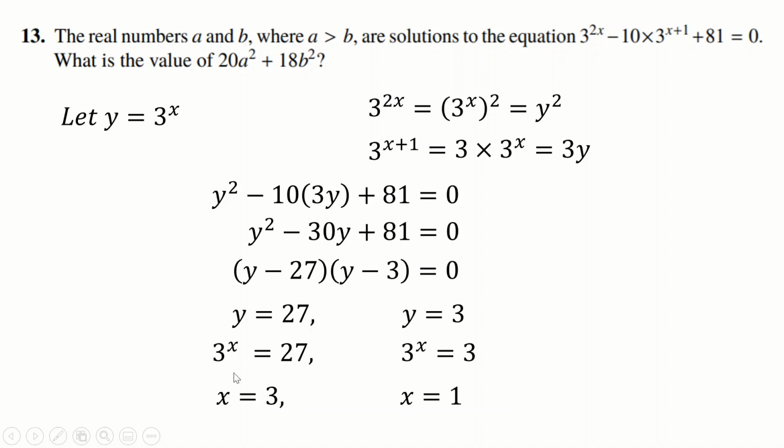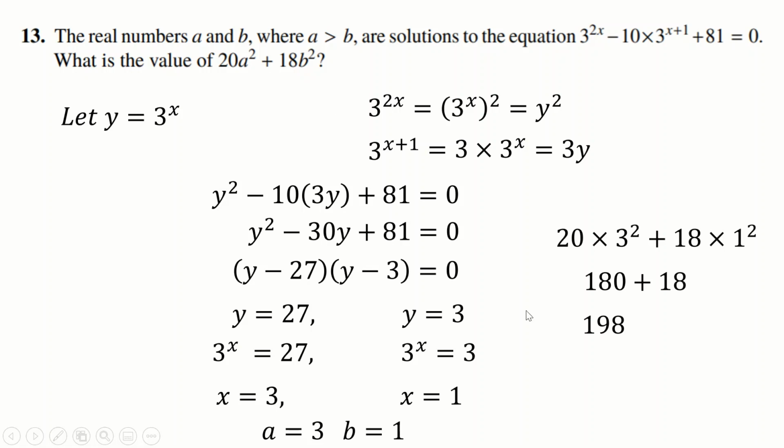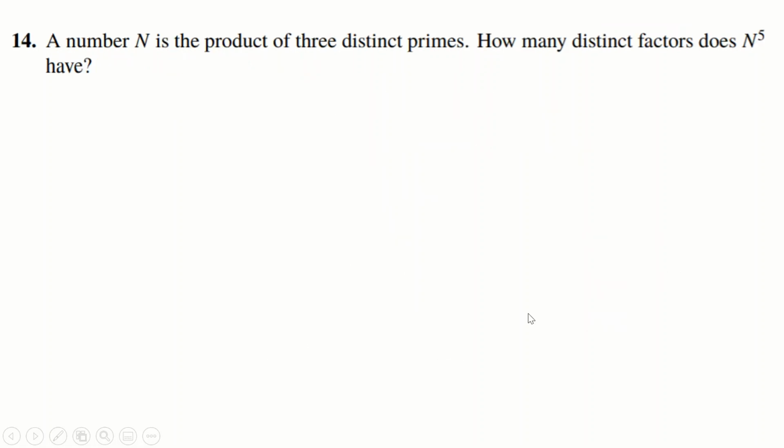A is bigger than B, so this must be A and this must be B. Just put them in here. 20 times 3 squared plus 18 times 1 squared, and you get your answer of 198. Good. Question 14. So I'm not going to go into detail about this question.